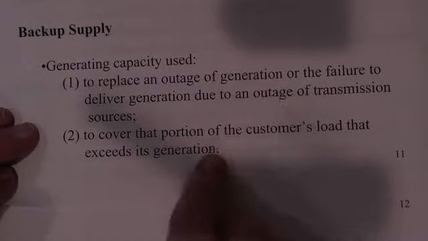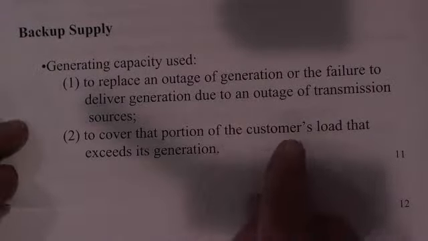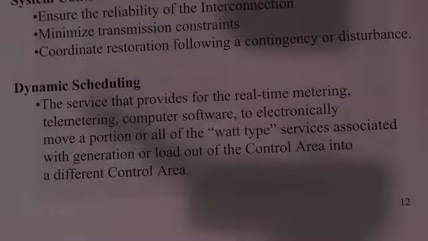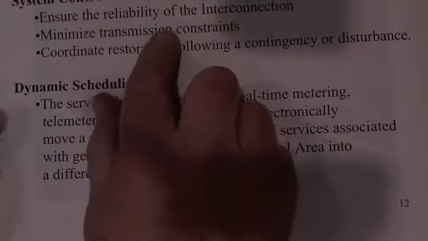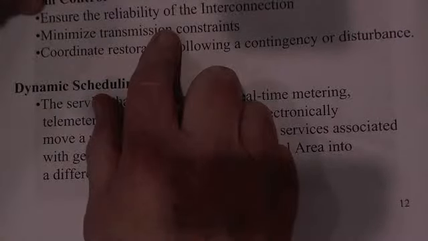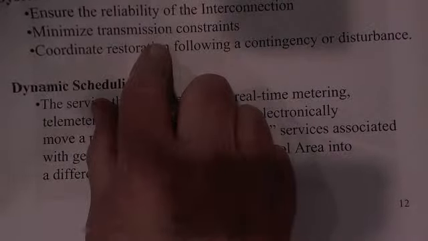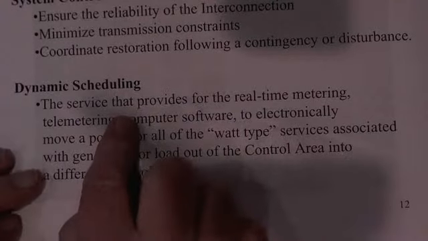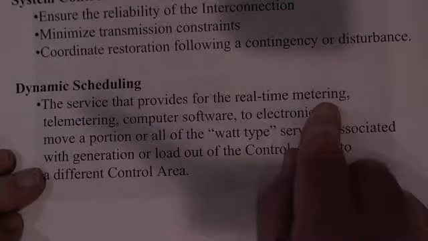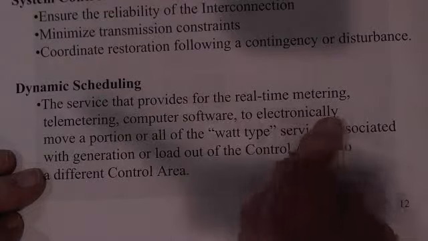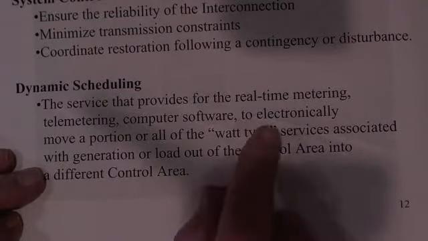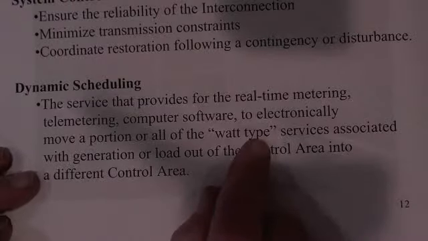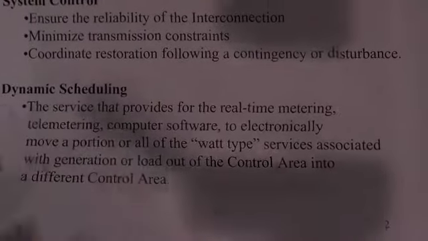Backup supply, we talked about, replaces an outage or covers a portion of a customer's load that exceeds generation. System control: the system control center is responsible for reliability, minimizing transmission constraint problems, and coordinating restoration. Dynamic scheduling is a service that provides for the real-time metering and telemetering, and computer software, to electronically move a portion. Now we'll talk about what this dynamic scheduling is in a minute, but we'll come to this.